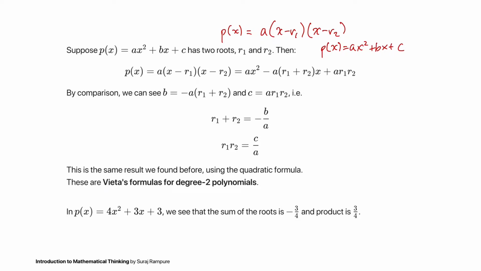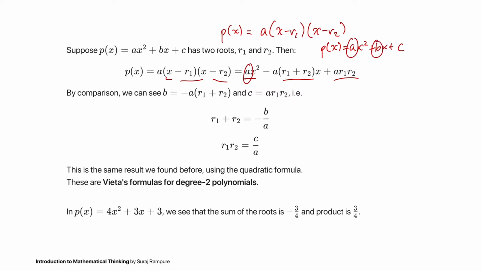So I have ax squared minus a times, using FOIL, x times negative r2 plus x times negative r1. So I get negative (r1 plus r2)x. And the last term, I get negative r1 times negative r2, giving me positive a times r1 r2. Okay? And so what I do is I compare this to what I had with ax squared plus bx plus c. And I notice the a's match up, right? I have a and a, so that doesn't tell me anything.